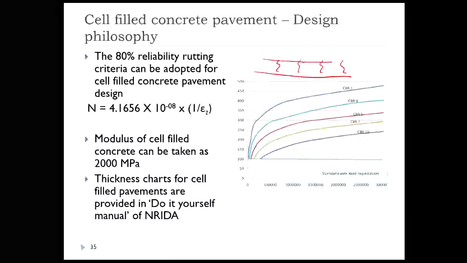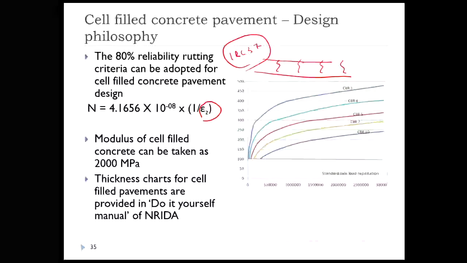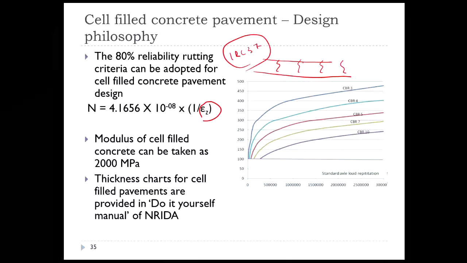We use the rutting criteria for design. The 80% reliability criteria, which is provided in IRC 37, is used for the design of self-fill concrete pavements. This is the rutting equation, where epsilon z is the vertical compressive strain on top of the subgrade. There is a PMGSY do-it-yourself manual.